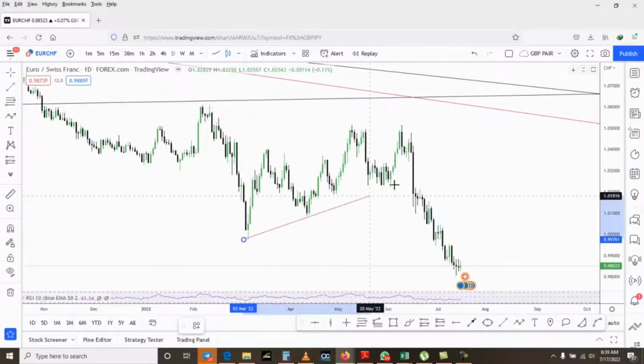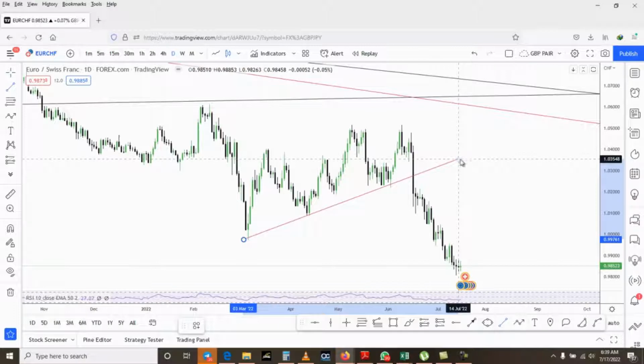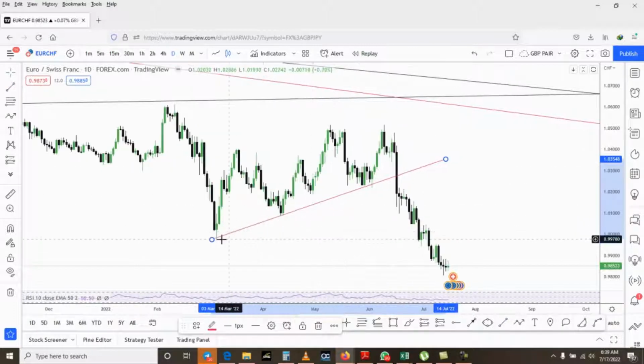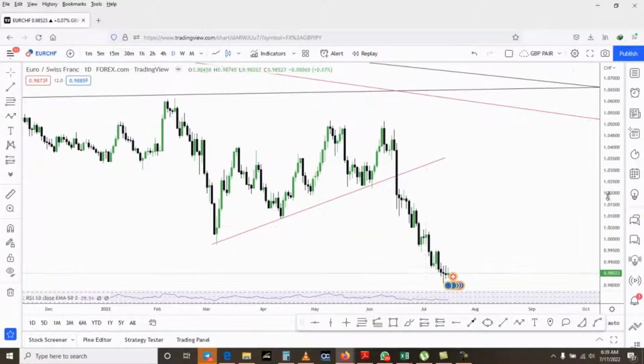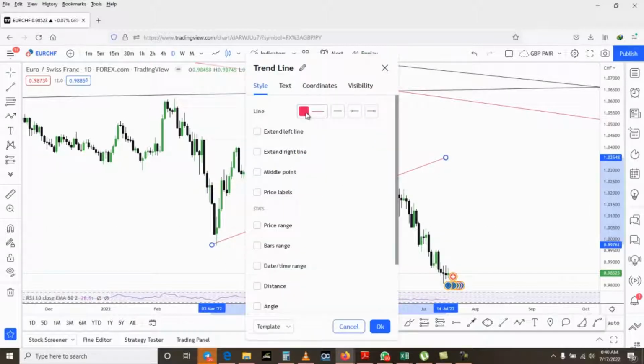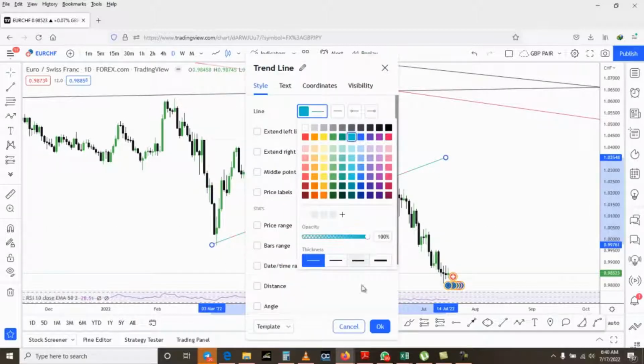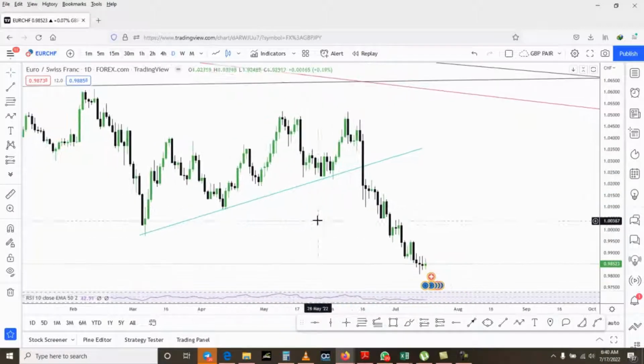This is the first thing I see. Okay, price came here, had a touch on the daily easily.